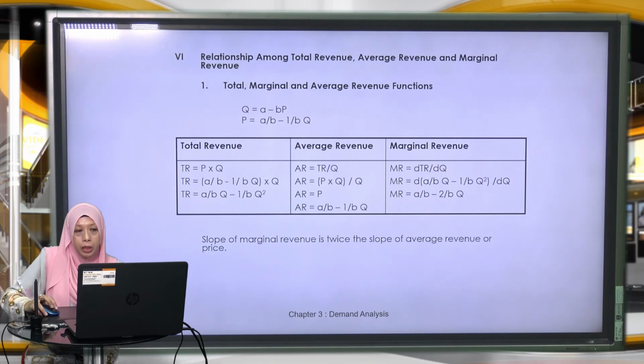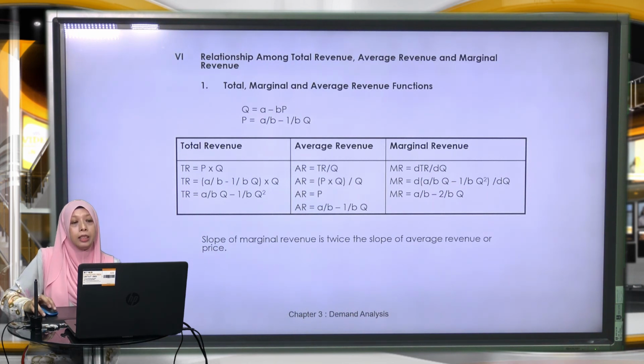Now notice that when you compare the 3 equations, you can see that in the total revenue function, the highest exponent is equal to 2. So that means the total revenue function is a quadratic function. Okay, but the rest of the functions, average revenue and marginal revenue, are straight line functions, because the highest exponent for Q is equal to 1.